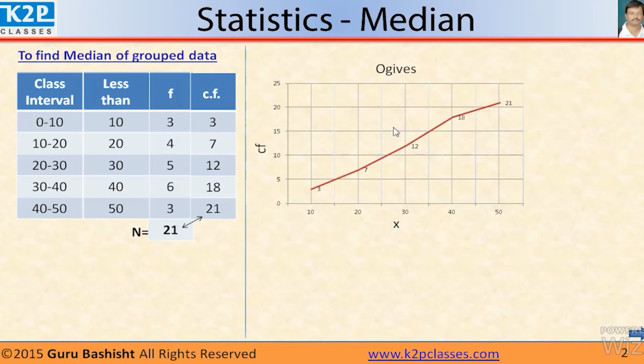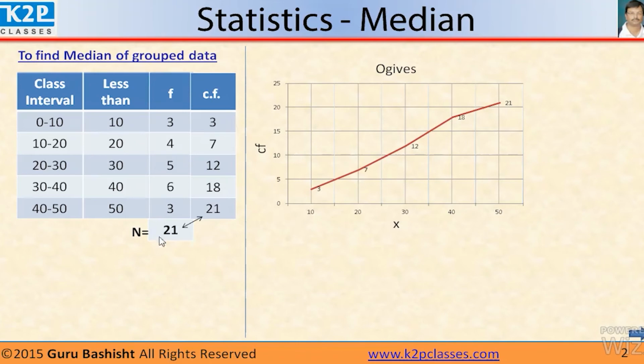Let us make a graph between x, that is the less-than value, and cumulative frequency. So less than 10, there are 3 data. Less than 20, there are 7 data. Less than 30, there are 12 data. Less than 40, there are 18 data. And less than 50, there are 20 data. So we have made a graph between x and cumulative frequency.